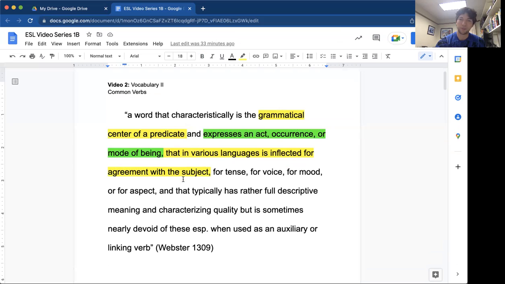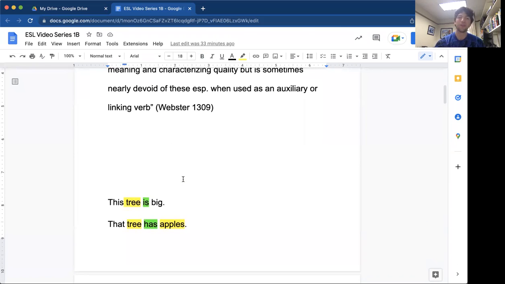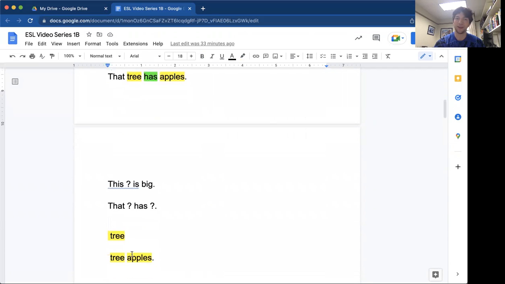So let me remind you of how we alluded to it. Remember the sentence, this tree is big, that tree has apples, from our previous video. And then we took the nouns out, and then we took everything else except the nouns out of the sentence. That's not exactly subject and predicate, but it was done for a reason.